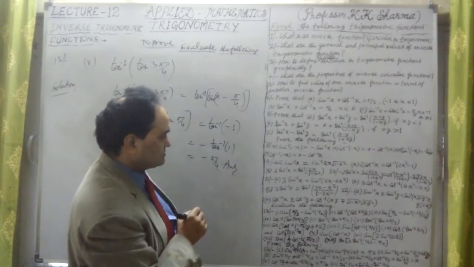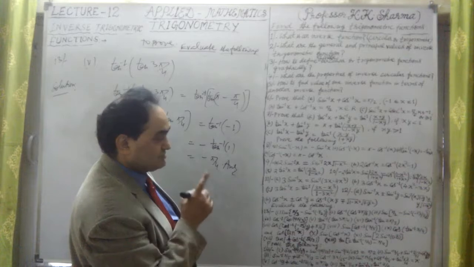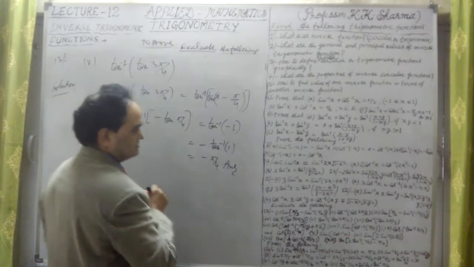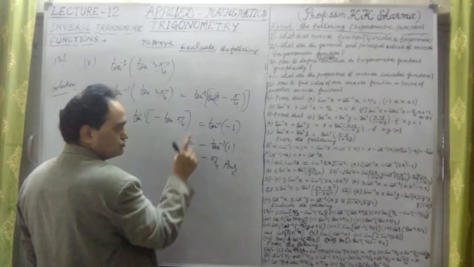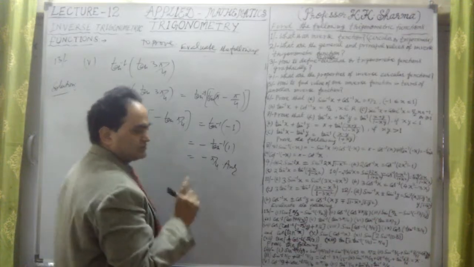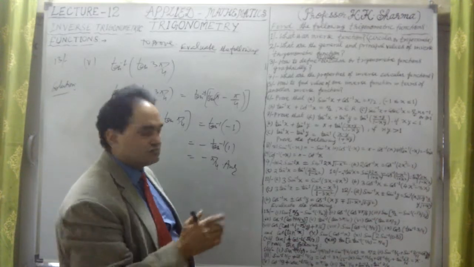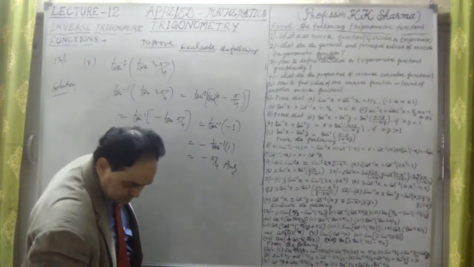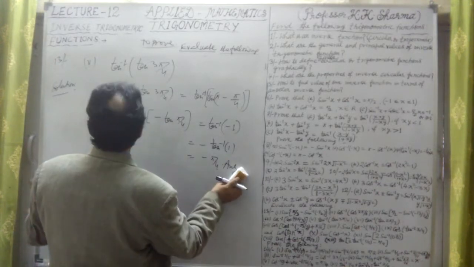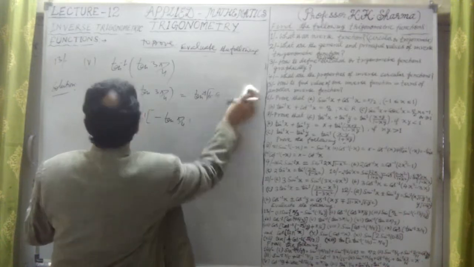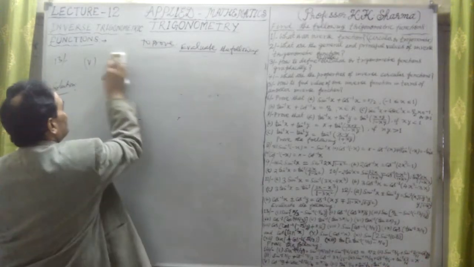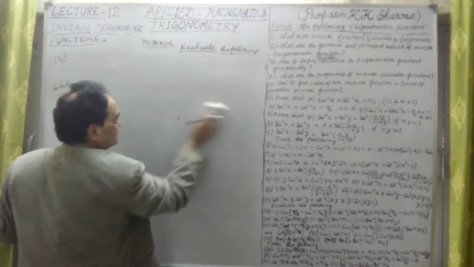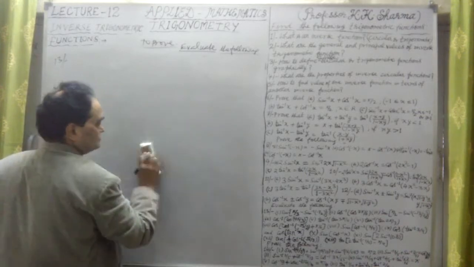Because in the case of tan inverse, tan inverse of minus x equals minus tan inverse x. We have to follow the rules of inverse trigonometric functions, and I am following those rules. Because of that, this is minus tan inverse 1. So question number 13, fifth part is complete. Let us take the sixth part of this.